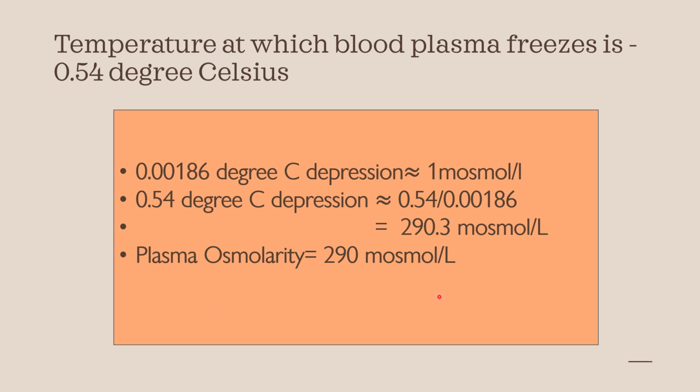It actually varies within a range of 290 to 300 milliosmole per liter. So from this freezing point depression, we have generated the value of plasma osmolarity, that is 290 milliosmole per liter.